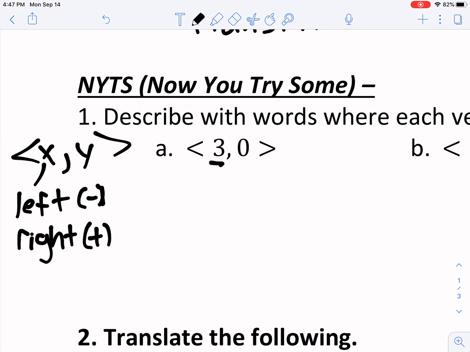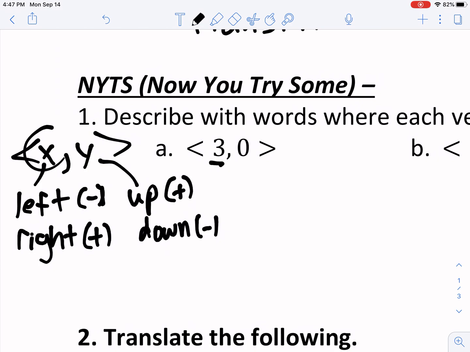So what do you think Y is going to do? It's going to tell us up and down, okay? Up and down. And then again, it kind of follows our thinking. Up is going to be positive and down is going to be negative. So left is negative, right is positive, up is positive, down is negative, okay? So in this first part here, we're talking about the X part. That's going to be left and right. Now, since it's a positive value, it's talking about going to the right. So this means right 3, okay?